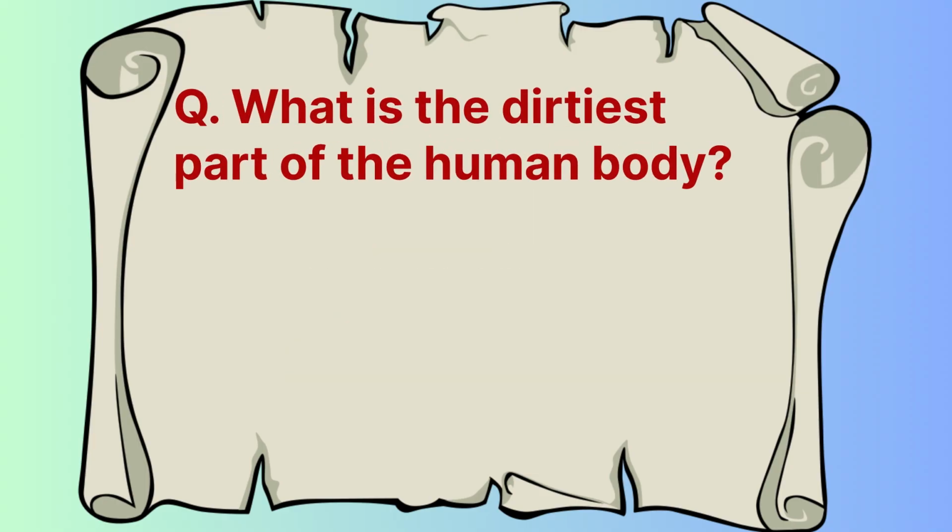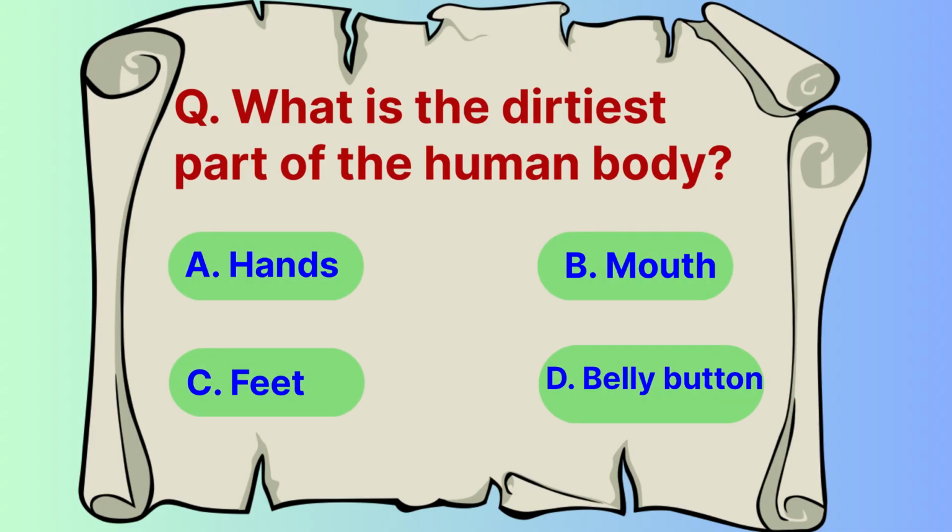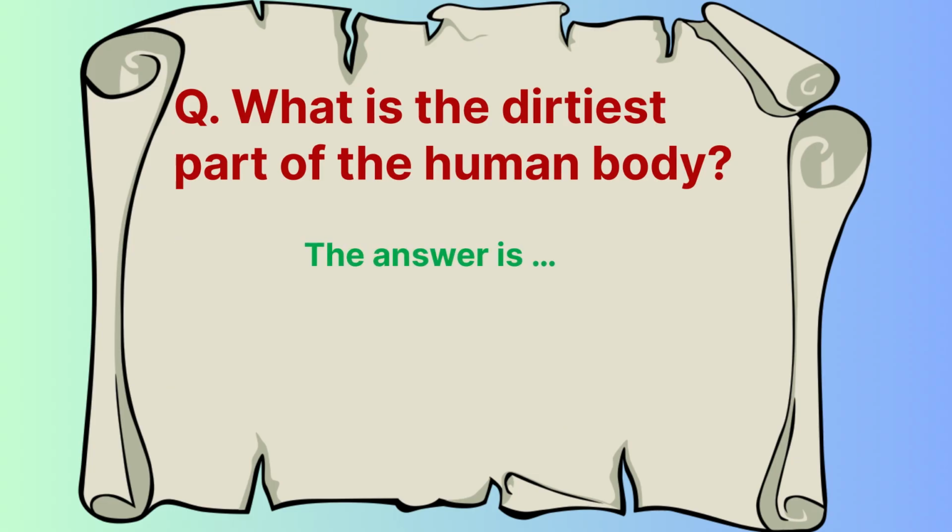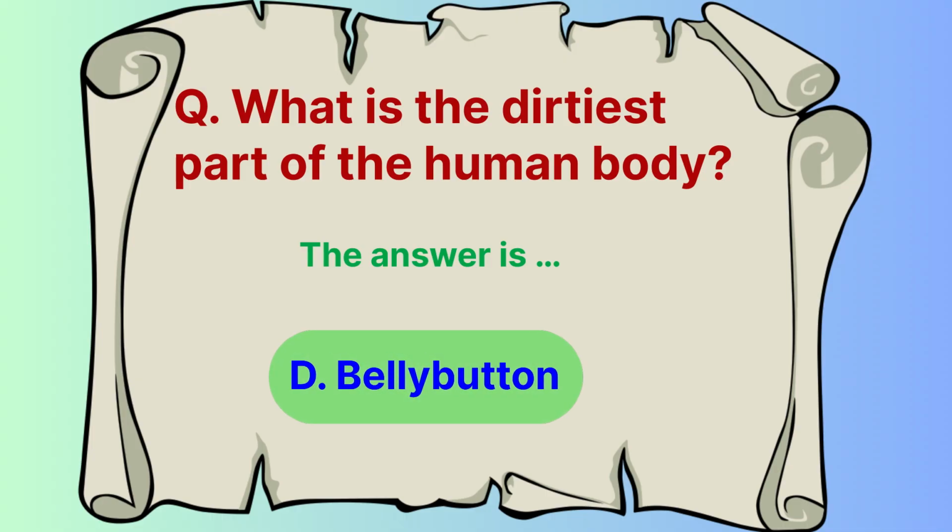Next question, what is the dirtiest part of the human body? So the options are A hands, B mouth, C feet, D belly button. So the correct answer is option D belly button.